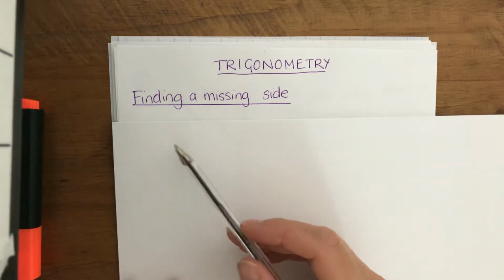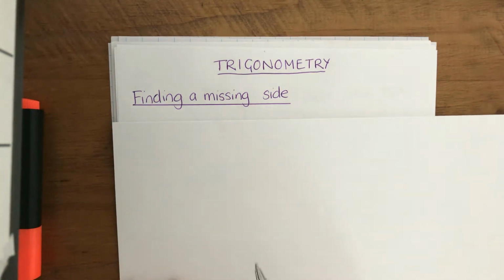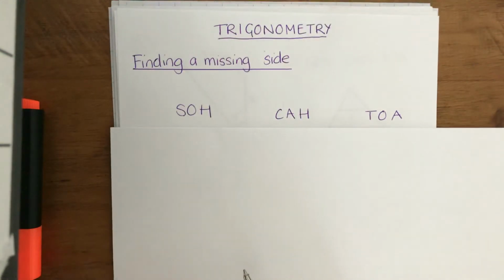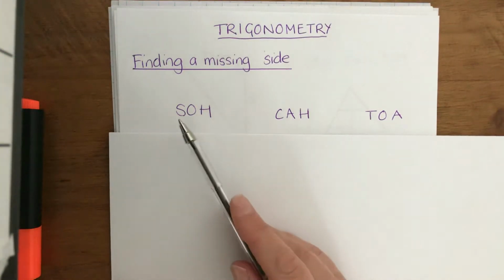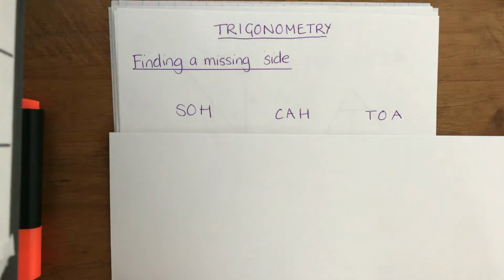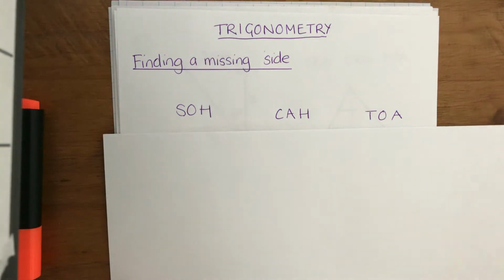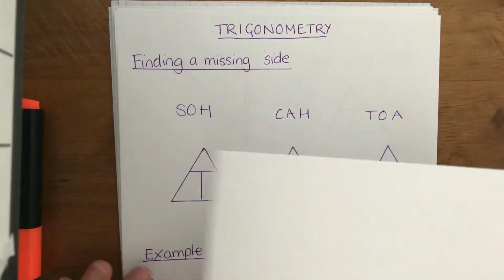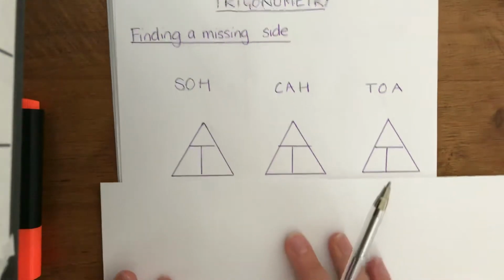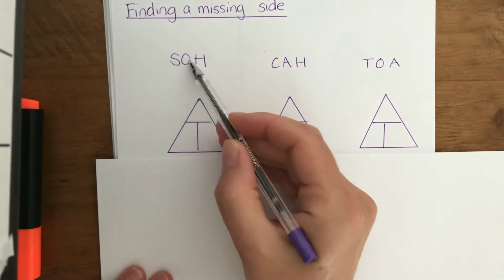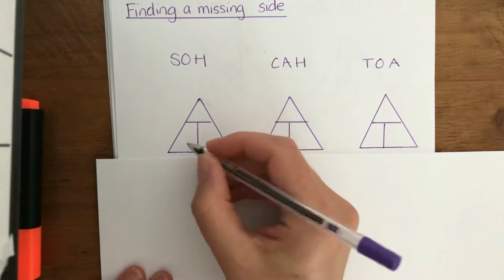Okay, so now we're going to start finding missing sides. You use SOHCAHTOA to decide whether you're going to use sine, cos or tan. When you've selected the one that you're going to use, you then draw a triangle. The middle letter always goes at the top.